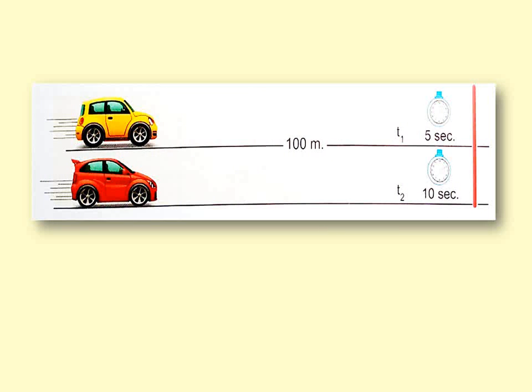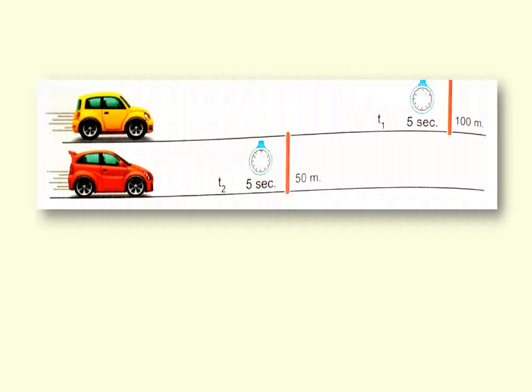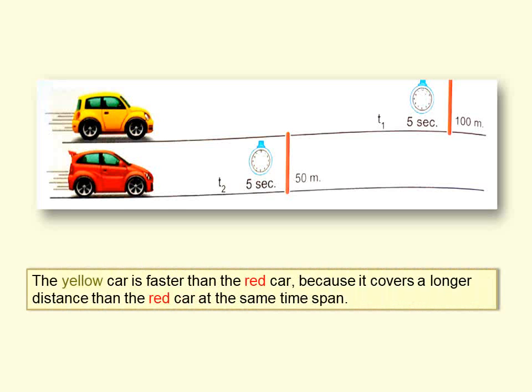Here we have a car that moves from the start point and takes 5 seconds, and the red car takes 10 seconds. Okay, they move the same distance, 100 meters. So the yellow car is faster than the red car because it takes a shorter time span than the red car to cover the same distance. We have another example. Here the yellow car moves 100 meters and the red car moves 50 meters. Each one takes 5 seconds. So the yellow car is faster than the red car because it covers a longer distance than the red car in the same time span.